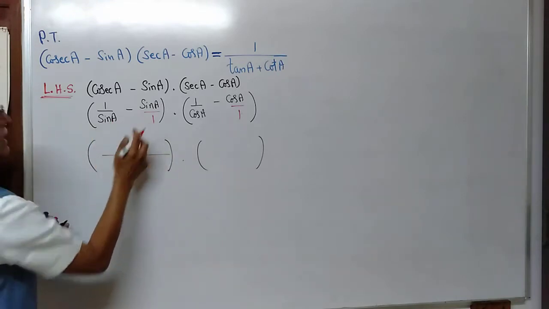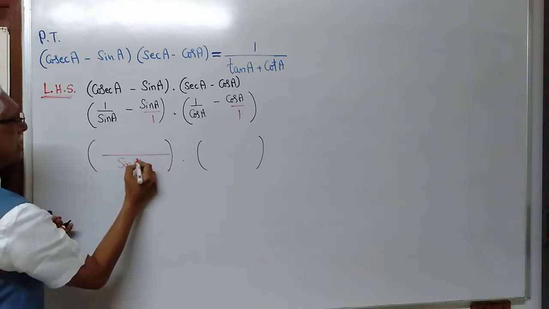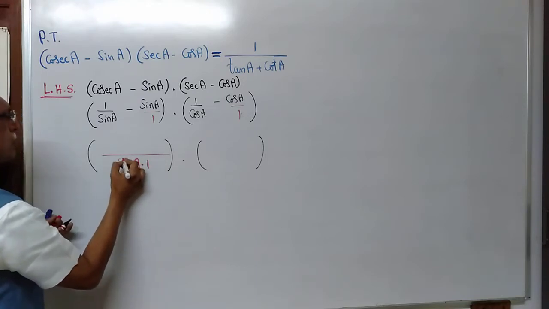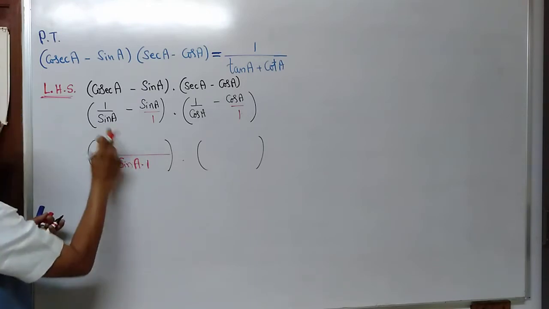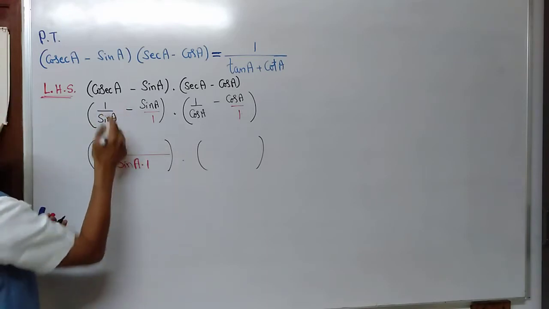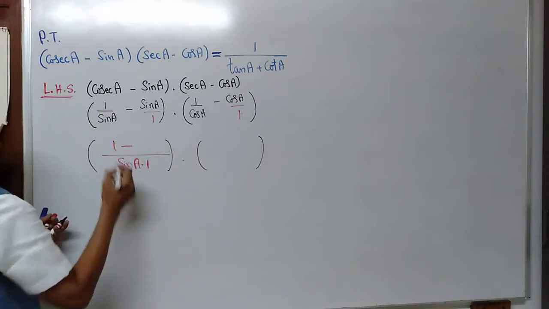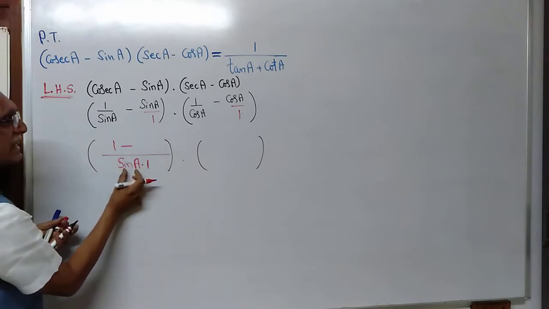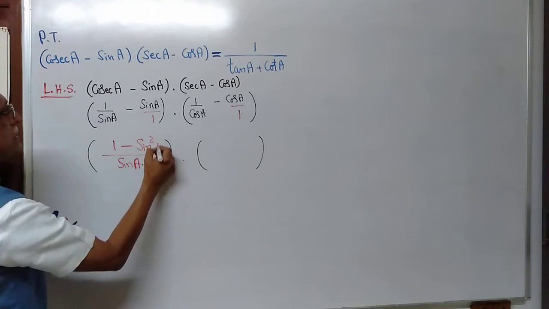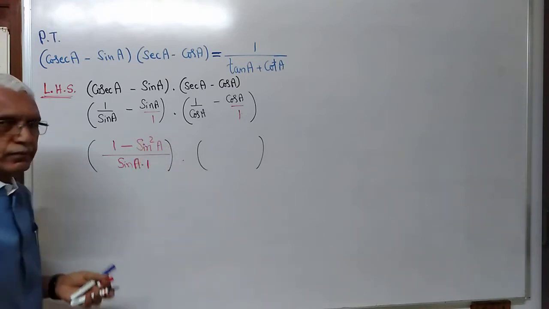Okay, sin A and 1, LCM is sin A into 1. Sin A one time is sin A into 1. Sin A one time, 1 into 1 is 1. Minus 1 sin A times. Sin A into sin A is sin square A.